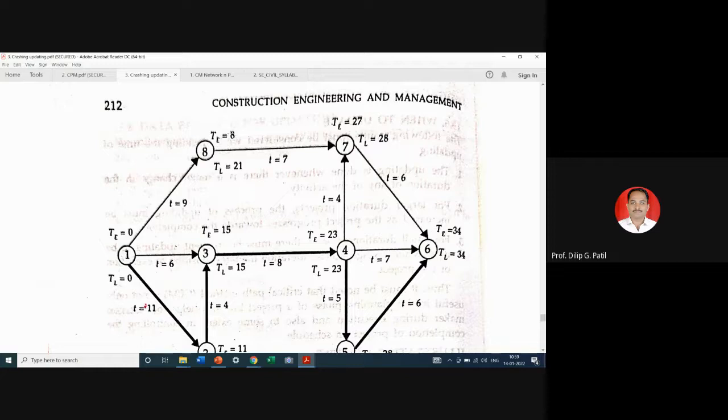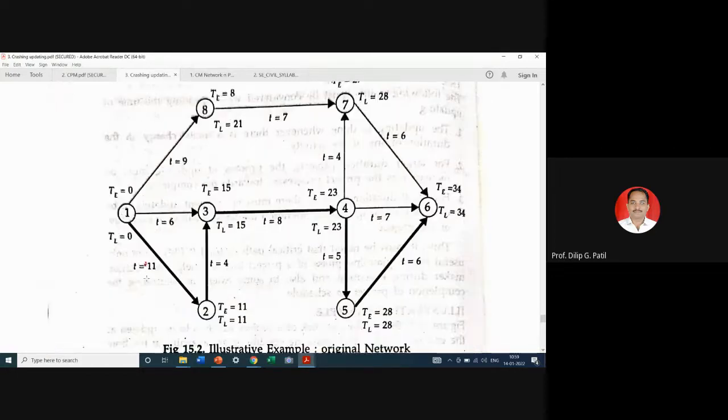Here it should be 9 because 0 plus 9 is 9. We will see. Then accordingly, 0 plus 11 will be 11, 11 plus 4 will be 15. Here 0 plus 6, out of this we have selected maximum, that is 15, 15 plus 8, 23, 23 plus 5, 28, 28 plus 6, 34. Here 23 plus 7, 30, but we have selected maximum value.